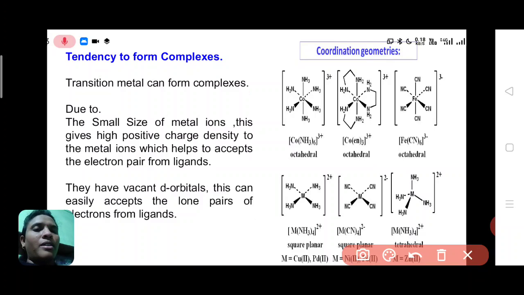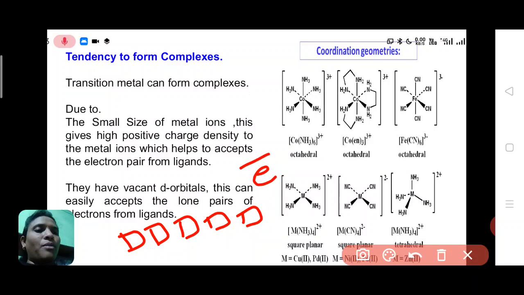Next reason for transition metals forming complexes: they have vacant d orbitals. Due to having vacant d orbitals, these 5 d orbitals in each metal are not completely but partly vacant. So they can accept the electron pairs from these ligands very easily.